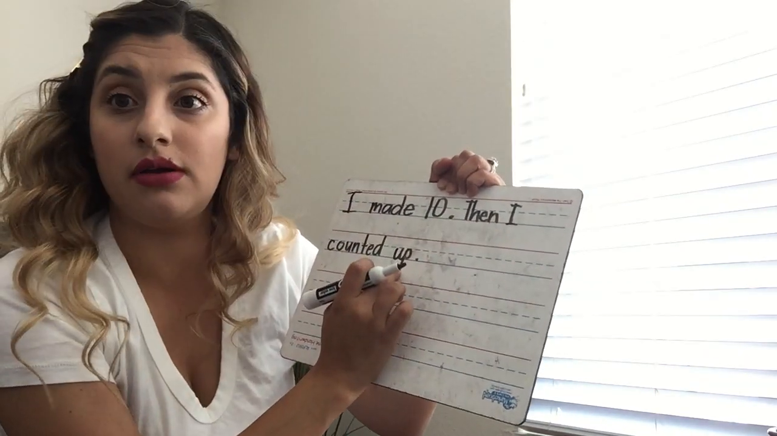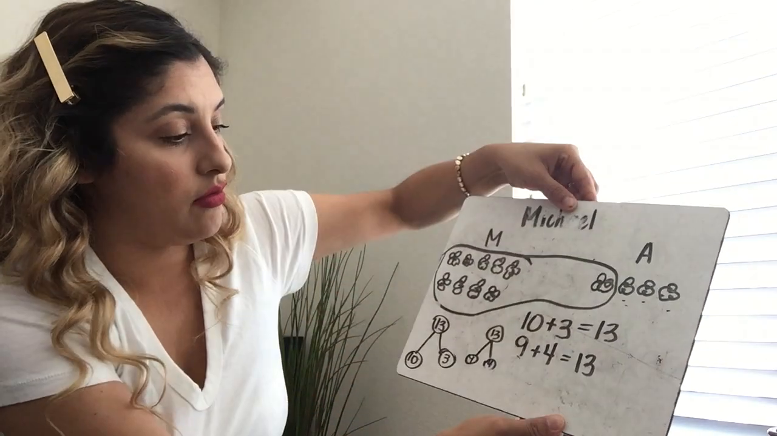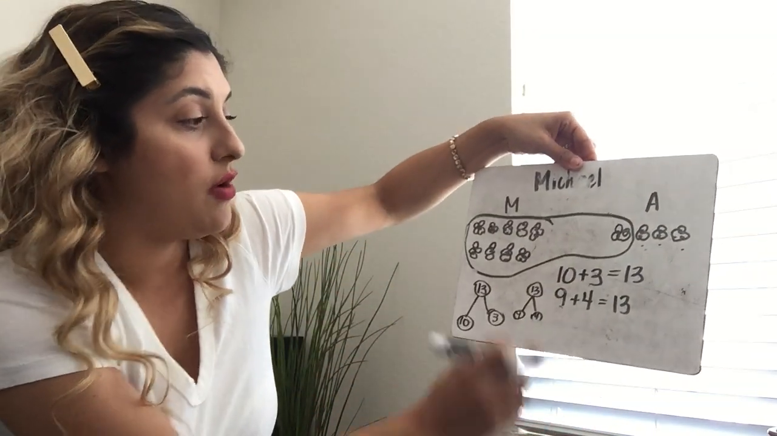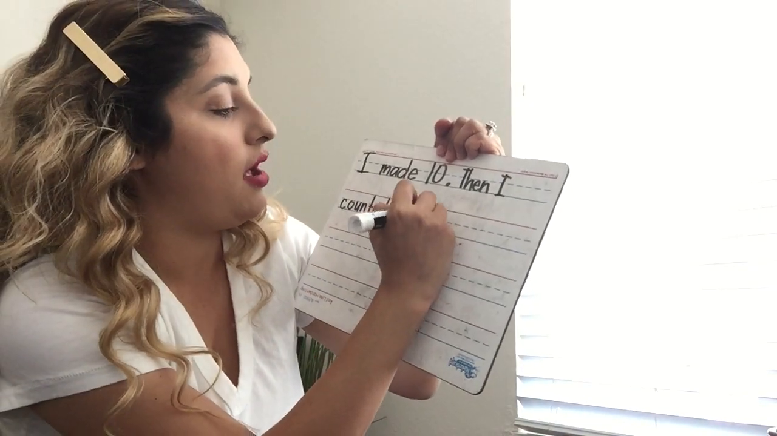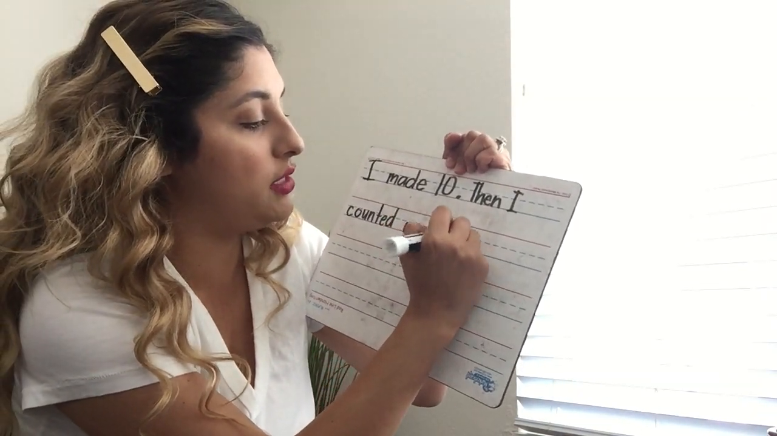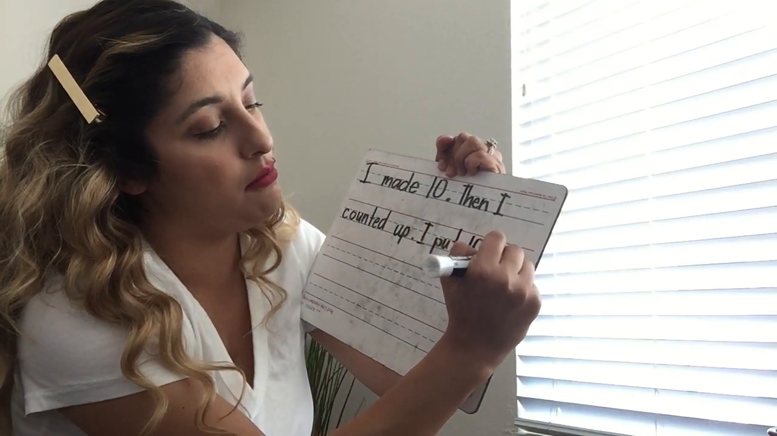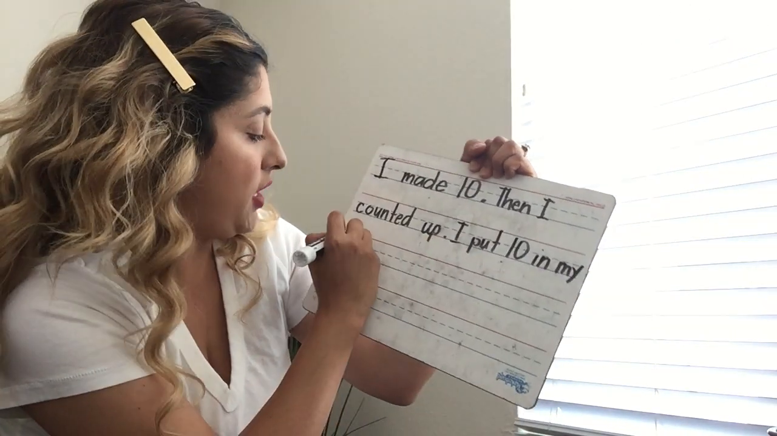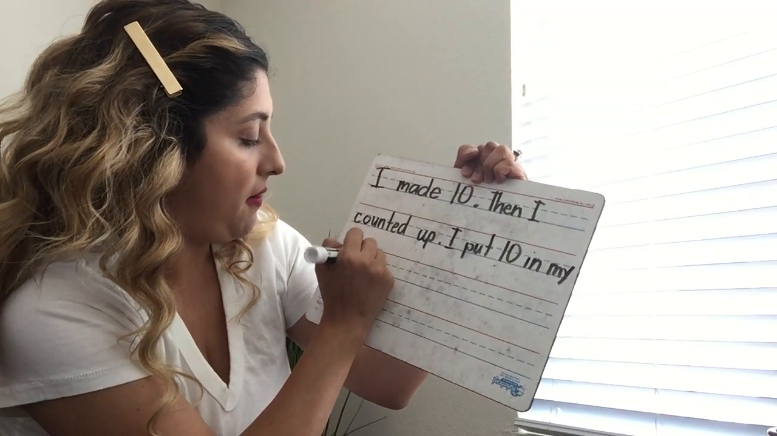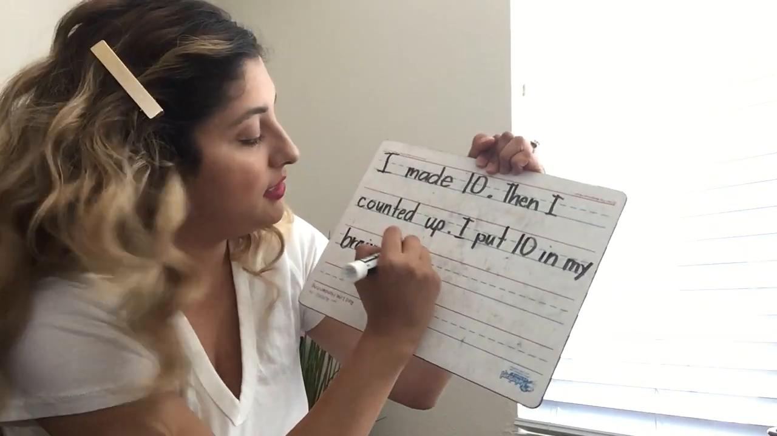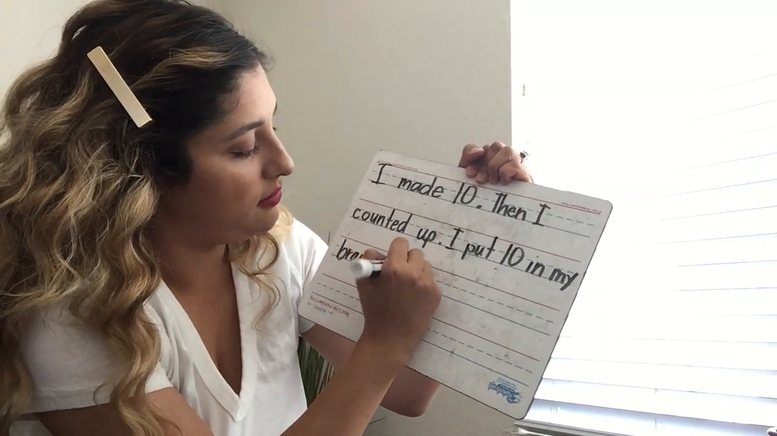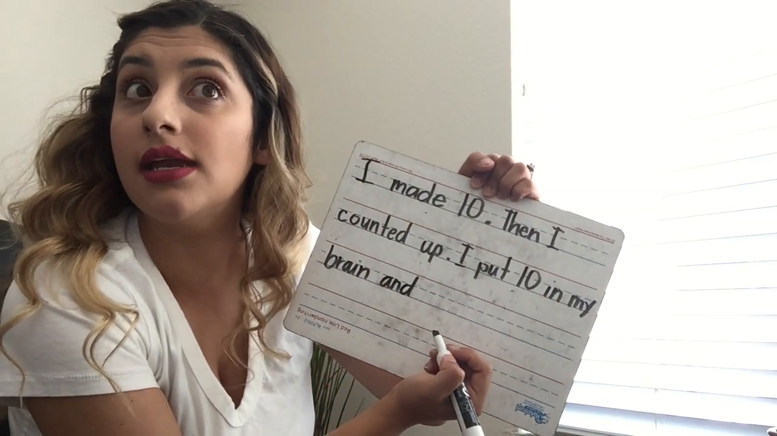I made 10, then I counted up. Okay? What did we do? Counted up. We put 10 in our brains and we counted 3 more. I'm going to put, I put 10 in my brain and counted 3 more.